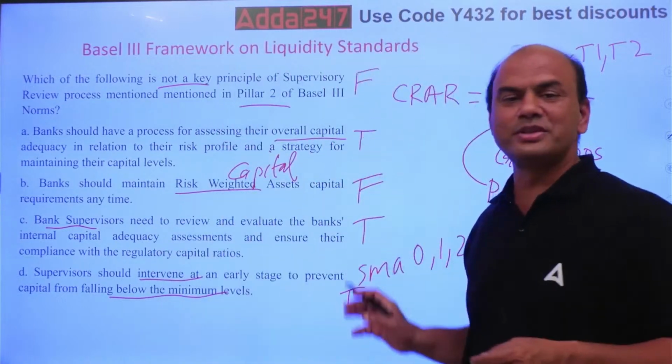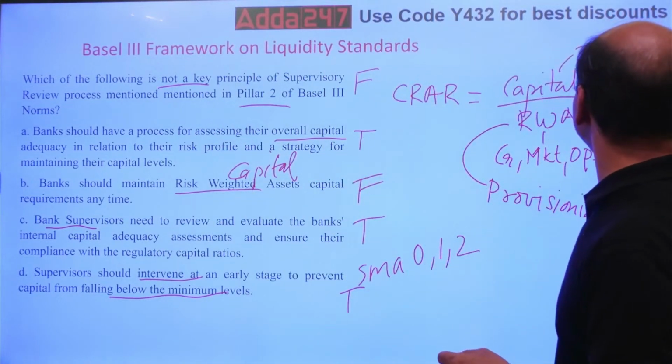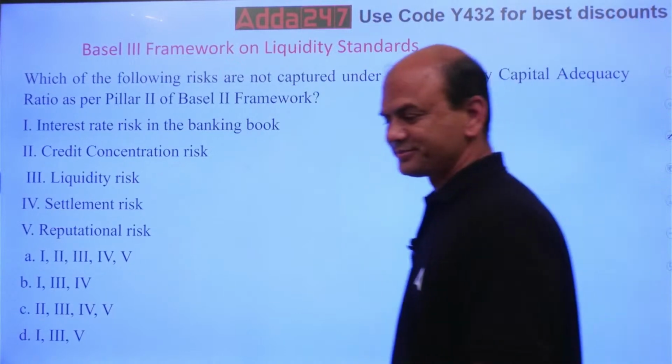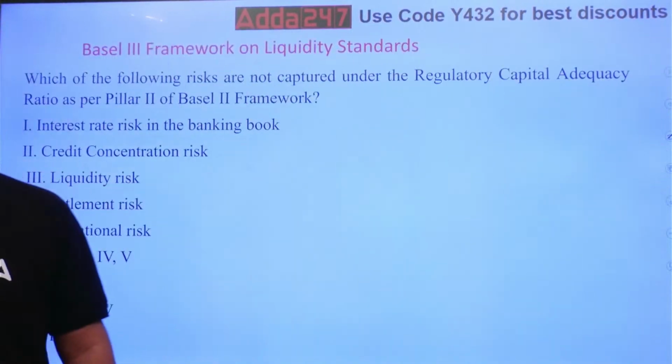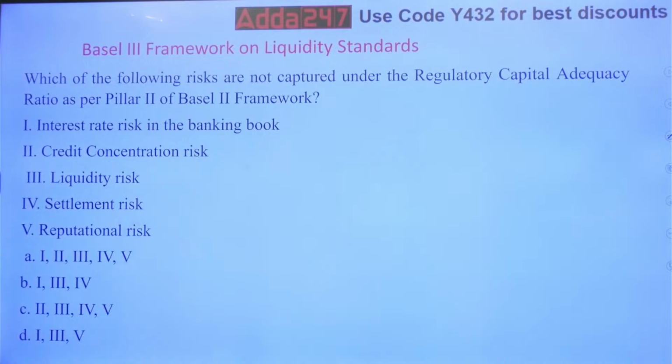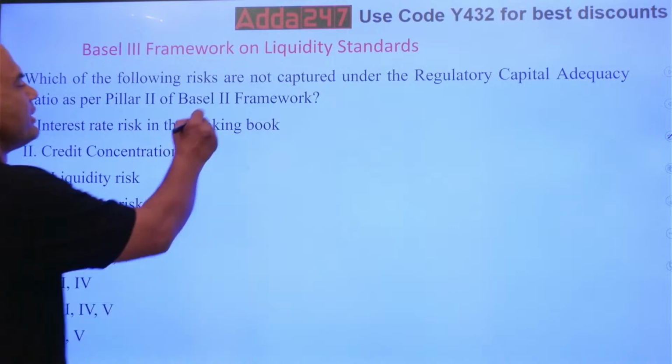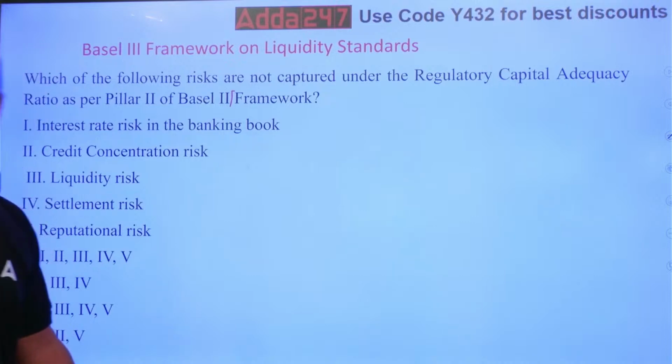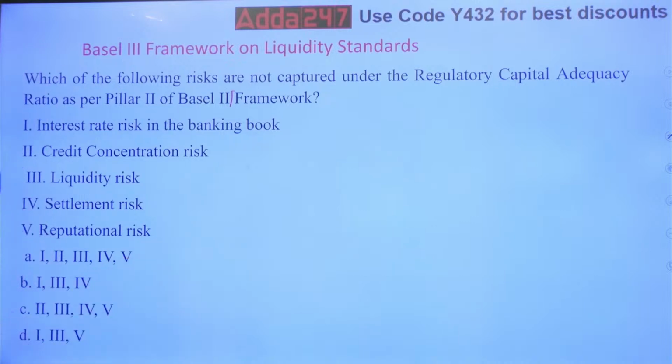All answers seem to be same or right. Okay. Next, read this. Which of the following are not captured under regulatory capital adequacy ratio in pillar 2 of Basel 2, or make it Basel 3, 2 or 3, both are same only. So pillar 2 of Basel 3 framework. So which of them are not captured under capital adequacy ratio?